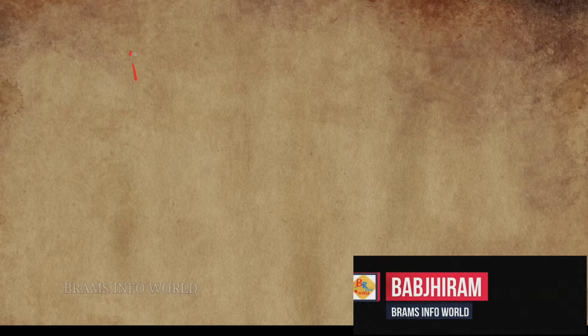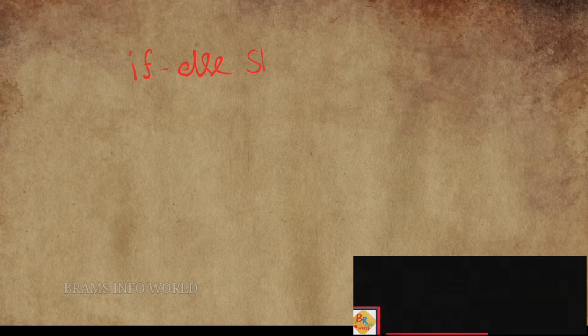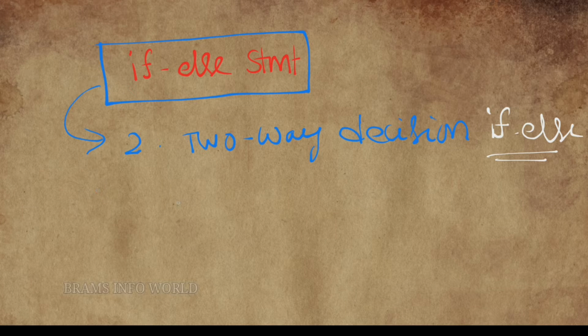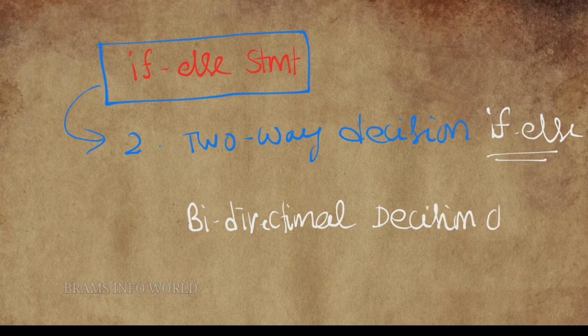Selection statement. We already discussed what is a simple if, and in this concept we will talk about the if else statement. This if else statement we can also call a two-way decision, a two-way decision using if or if else statement. And this one we can also call a bidirectional decision control structure. So let us discuss this.